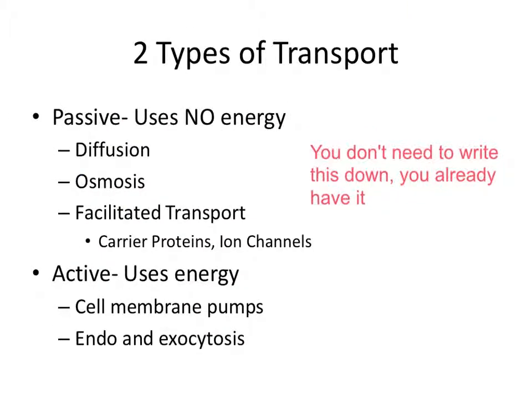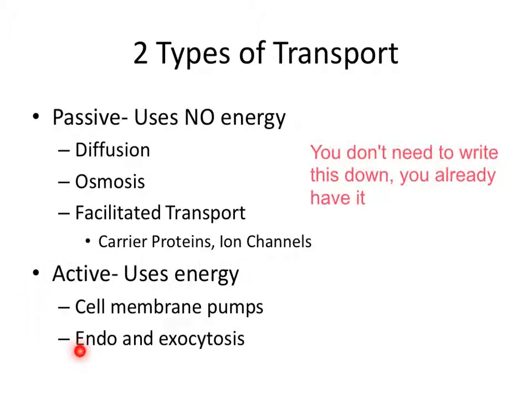So you don't need to write this because you already have it. I just want to review real quick. The passive transports are the ones that use no energy. We talked about diffusion and osmosis already. Diffusion is movement of anything down a concentration gradient. Osmosis is specifically water down a concentration gradient. And these are other things that are still moving down the concentration gradient. They just need some help. In this case, they get help from carrier proteins or ion channels.